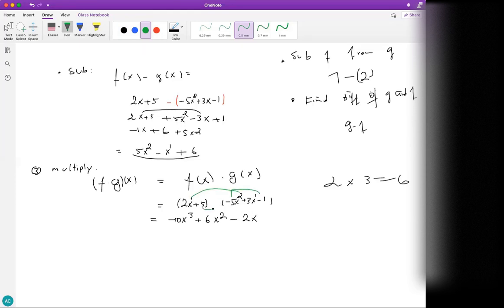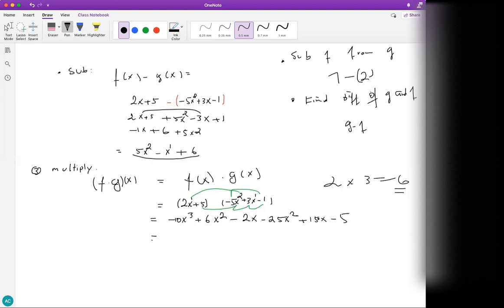Now we're going to do the same thing with this one, multiplying it by these 3. So positive 5 times negative 5x squared would be negative 25x squared. Then positive 5 times positive 3x is positive 15x. Finally, positive 5 times negative 1 is negative 5. We distribute all of them, so you have 1, 2, 3, 4, 5, 6 multiplications, as we said, because it's a binomial by a trinomial, a total of 6 multiplications.